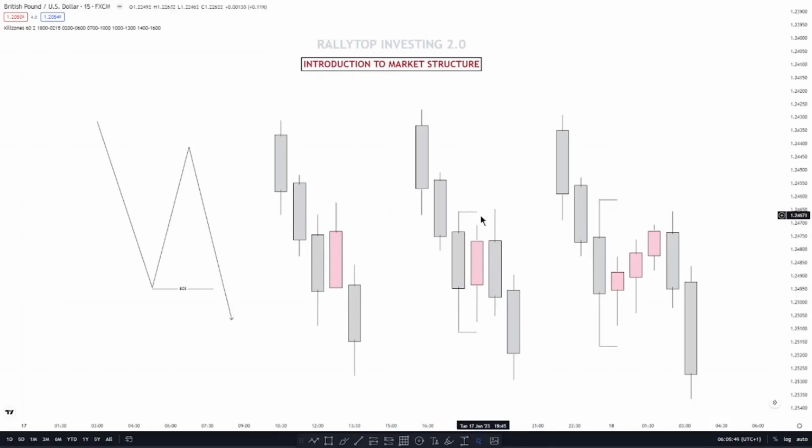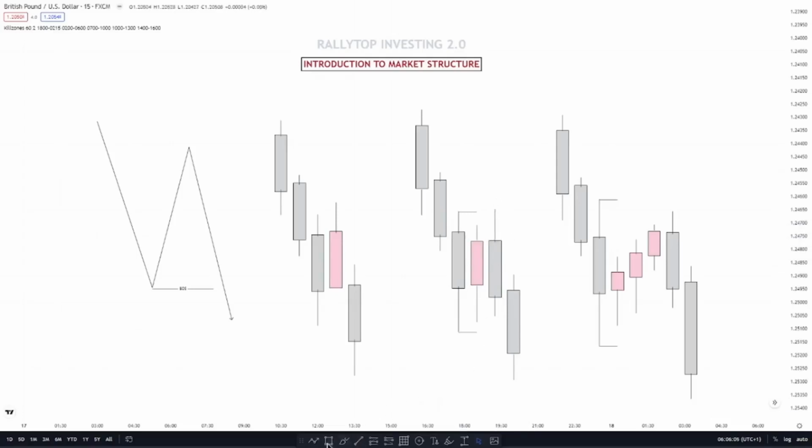That's the eye of the candle, and this high has been taken out by this wick. As you can see, the low is protected, but the high is taken out. The first candle didn't take out that high, didn't take out the low. It's the third candle that took out the high. All right? Can you see that? But it didn't take out the low. It took out the high, meaning that this is a valid pullback.